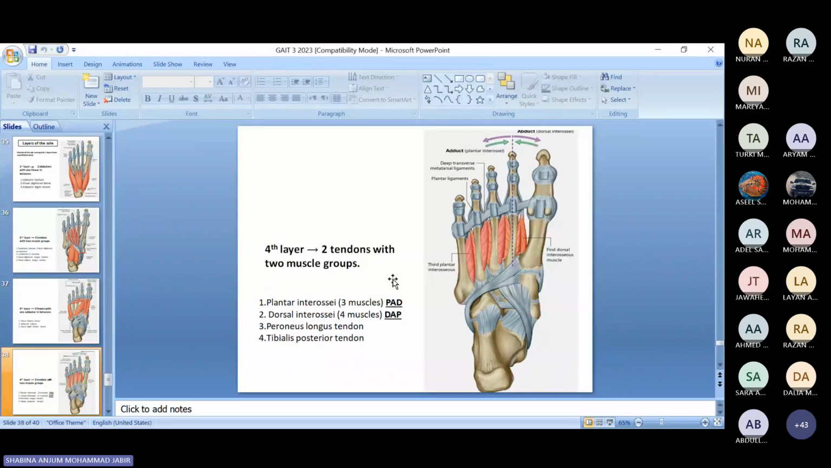What about the fourth layer? Again, the fourth layer is like the second layer. In the second layer, if you remember, there were 2 tendons and 2 muscles. In the fourth layer also we have 2 tendons and 2 muscles. Which are the two very deep tendons? Peroneus longus and tibialis posterior. Which are the muscles? If you remember the interossei, which are present between the bones, we have the plantar interossei and the dorsal interossei. The plantar interossei do adduction, the dorsal do abduction. This we know from the upper limb itself.